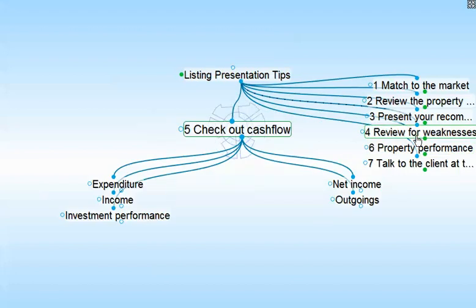Number 5. Check out the cash flow. From an investment property, you'll need to know that cash flow with due regard to the passing income, that is the income that's actually paid, the expenditure management, the outgoings and the net income. If the property is to be resold back to the investment market, the checks and balances need to be correct when it comes to investment performance. So you'll be checking off net income, outgoings, expenditure, income and investment performance.